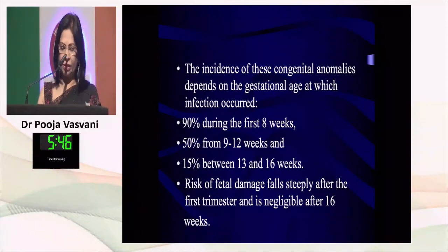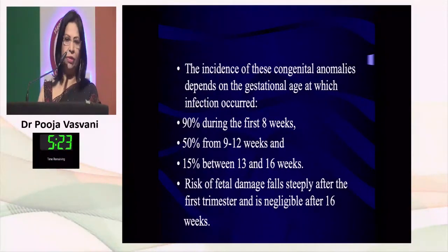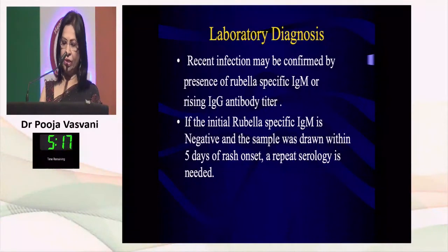So, if it is occurring in the first 8 weeks, the chances of the fetus getting affected and developing congenital rubella syndrome is 90%. And when the infection develops from 9 to 12 weeks, the risk of infection is 50%. And whereas if it develops between 13 to 16 weeks, the infection risk reduces to 15%. And the risk of fetal damage falls steeply after the first trimester, and especially after 16 weeks, it is negligible. So it is the first 16 weeks which are important.